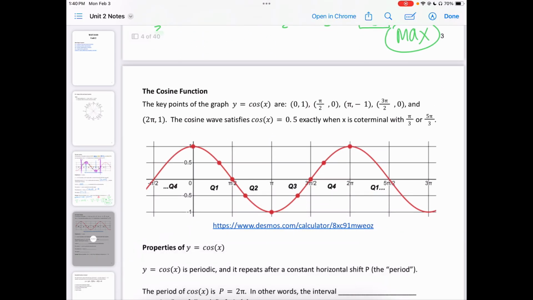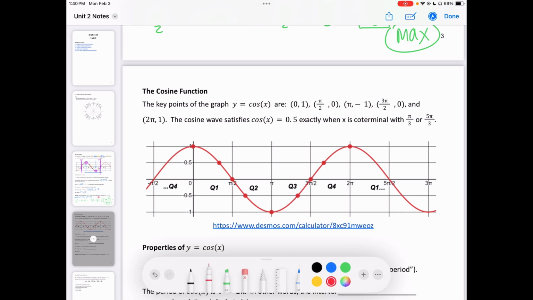Let's briefly switch over to cosine. A lot of similarities are going to be visible. The only big difference is that our curve starts at its maximum and finishes at its maximum. It hits its minimum in the middle. It will touch 0 twice on the y-axis. And it is important to note that we are not starting at 0, 0. We are starting at our maximum.